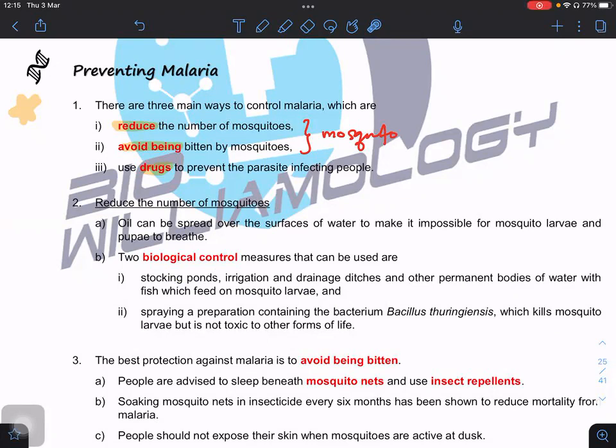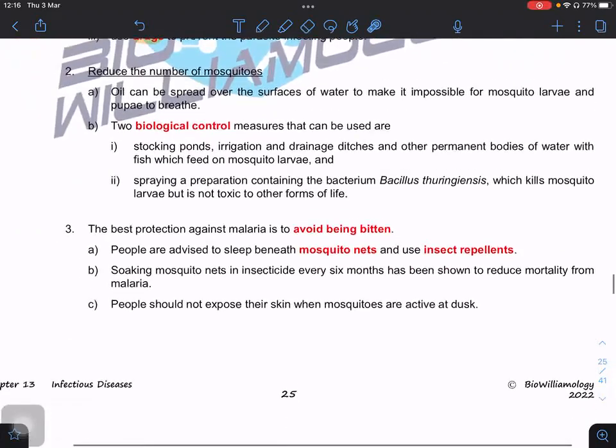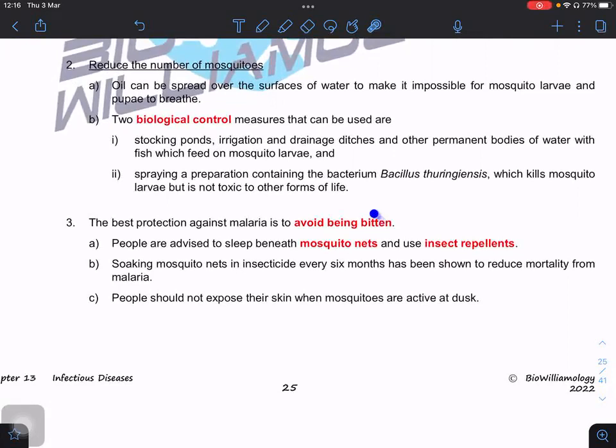Now, sometimes we may not be able to control the number of mosquitoes, but what we can do is avoid being bitten by mosquitoes. For example, we sleep beneath a mosquito net and use insect repellents. This mosquito net, it looks ugly, definitely. Try to imagine that on your bed you have this mosquito net, right? But this mosquito net can help us avoid being bitten. We don't expose our skin, particularly when we know the mosquitoes are very active at particular times.